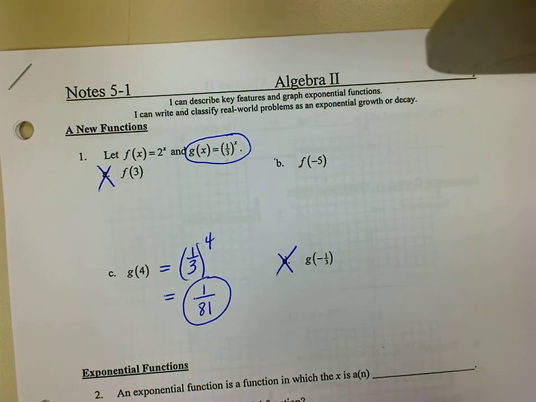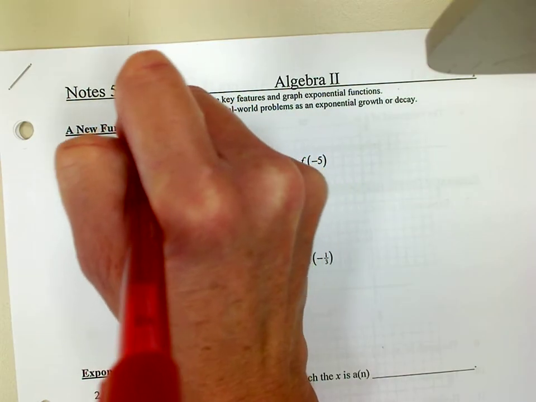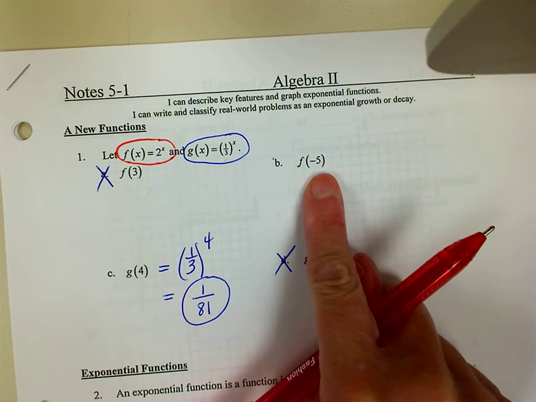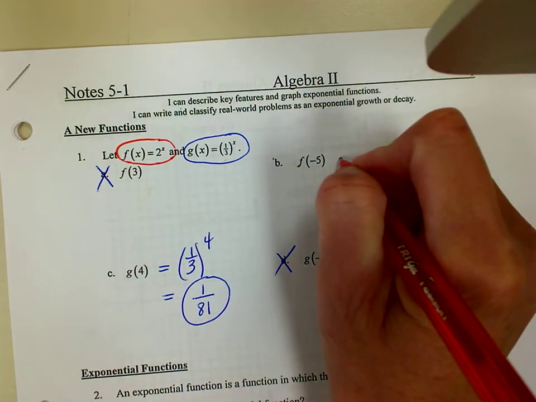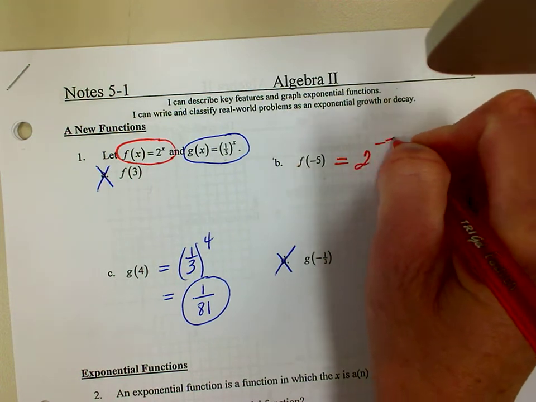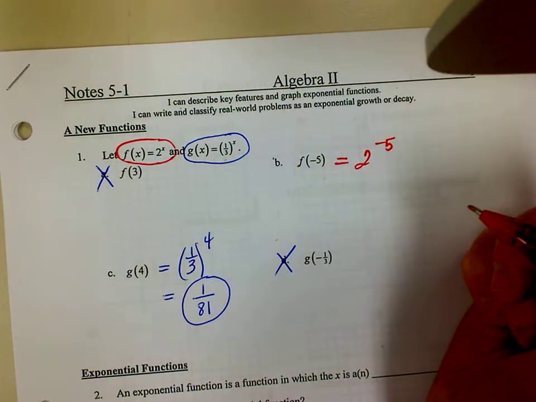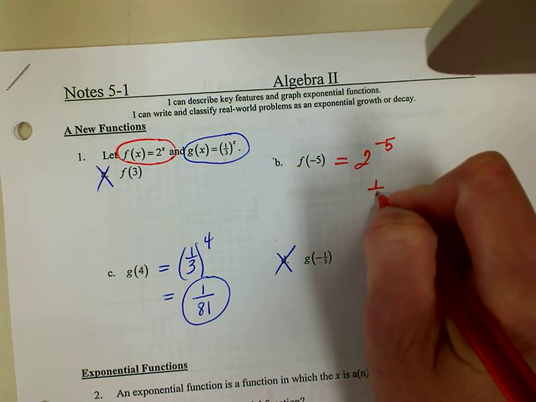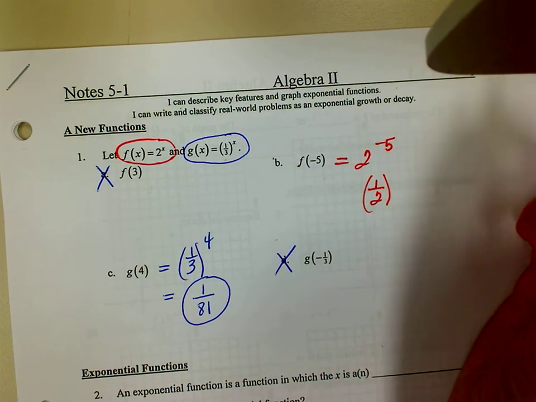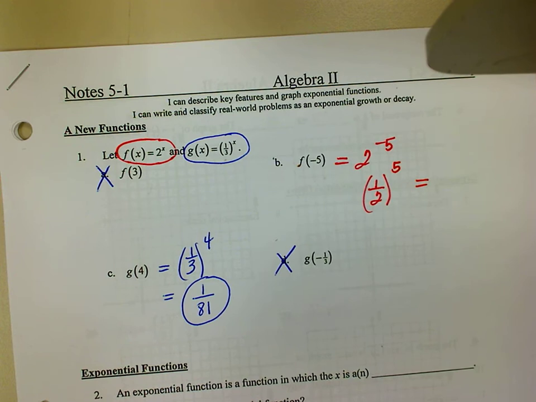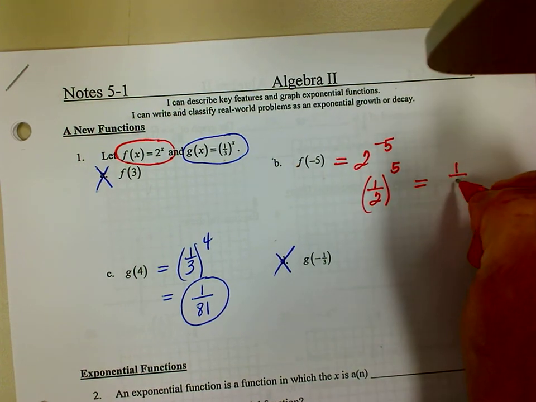Alrighty, so on B, now I'm going to use f of x because it says f of -5. So I'm going to put -5 in for x. So I'm going to take 2 to the -5th power. Well, I can't have negative exponents, if you recall from the beginning of chapter 4. So I need to do the reciprocal of my base. And then once I do that, my exponent becomes positive. And then I'm going to take both of those numbers to the 5th power. So I get 1/32.